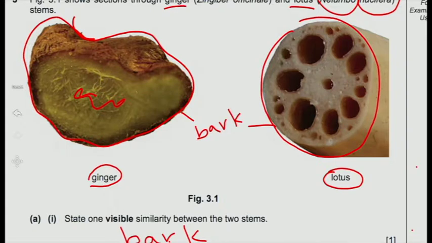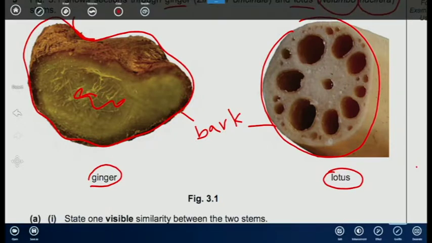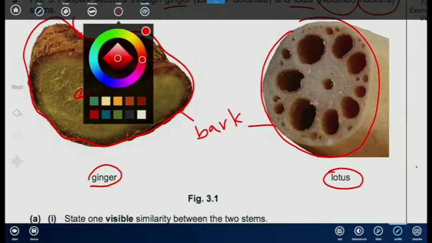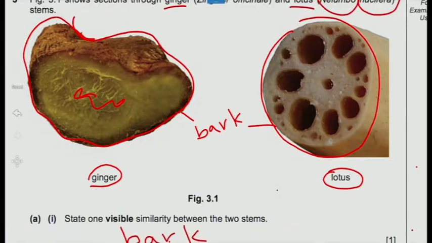Difference number 4. The lotus has got holes, right in the middle. You can see the holes here. These are the holes, whereas ginger hasn't got the holes. So I've mentioned already 4 differences.